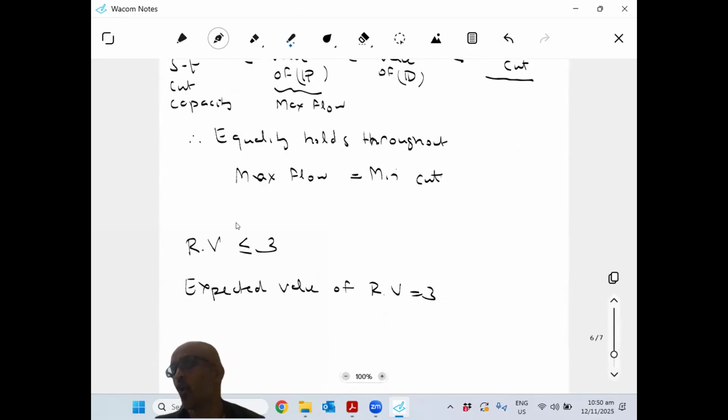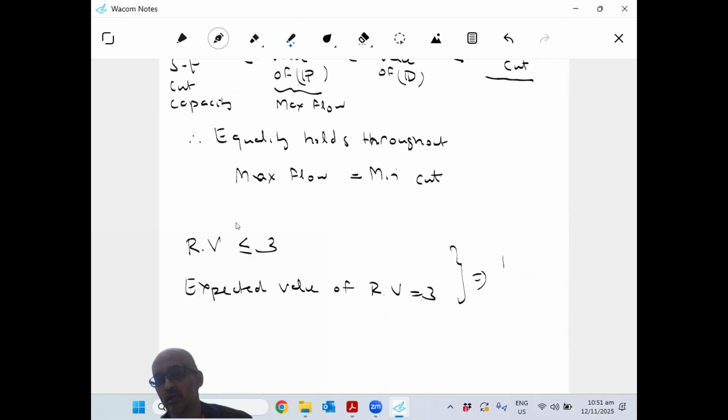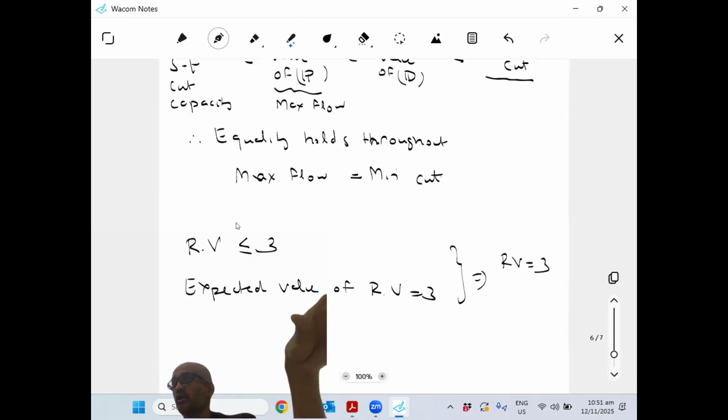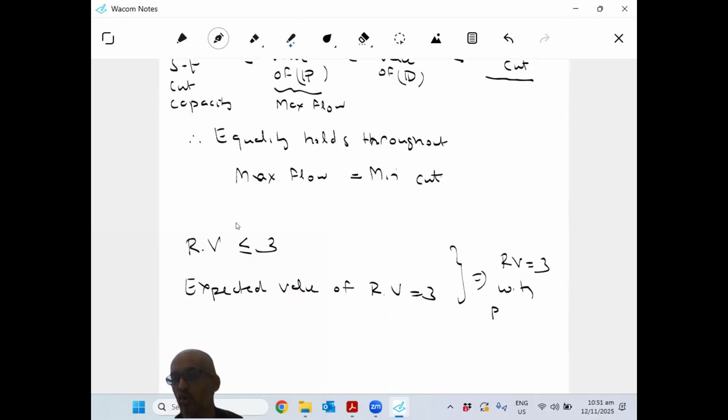How can this happen? Only if the random variable takes only value 3. There's no other way. If the random variable takes a value which is below 3, in expectation, it has to go below 3 because there's some probability of this happening. So the only way this can occur is the random variable should take a value 3. Otherwise, it's a zero probability event which cannot contribute basically. It can only take value 3 with probability 1. There's no other way basically.